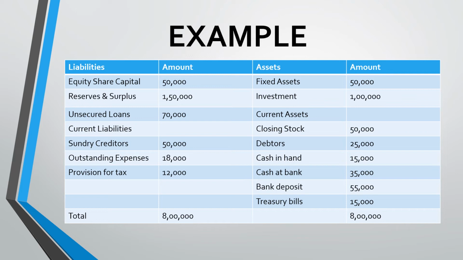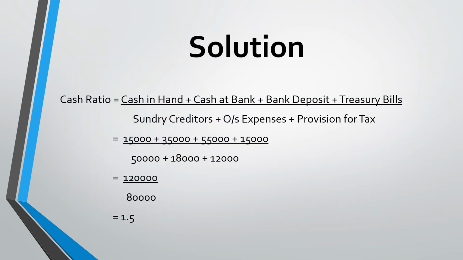Moving forward to the solution, we can see how cash ratio is calculated. Cash ratio equals cash and cash equivalents upon short-term liabilities, where cash and cash equivalents include cash in hand, cash at bank, bank deposit, and treasury bills, whereas short-term liabilities include sundry creditors, outstanding expenses, and provision for tax.